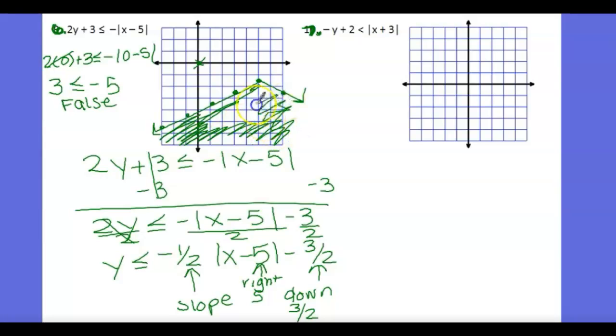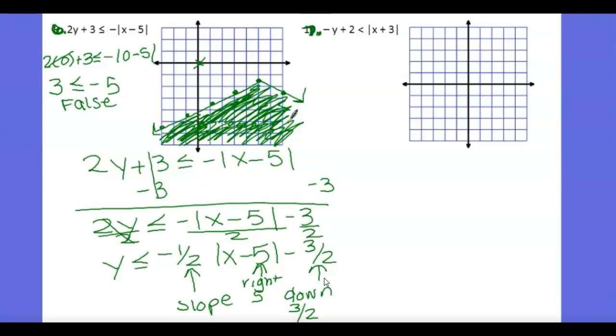And again, that should make sense. The y values are less than. Where is y less than? Well, y is less than right here below the absolute value. Always less than where it's shaded.